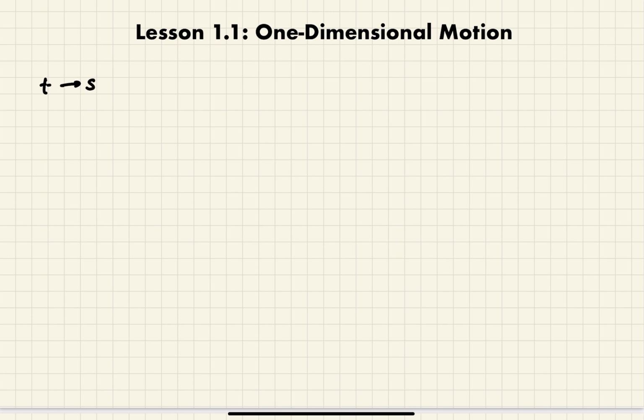But first, time is essential, but time interval is probably going to be even more important for us. And that's just the change in time. T2 minus T1, the final time minus the initial time, also measured in seconds.